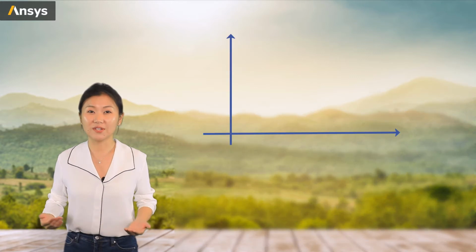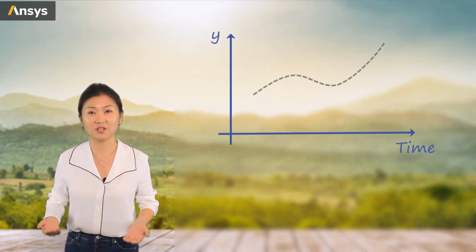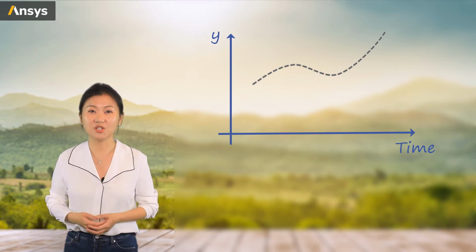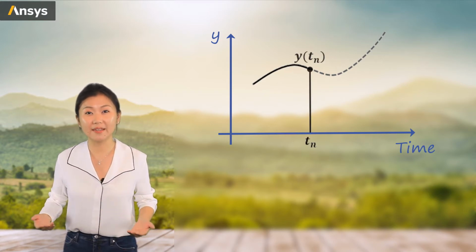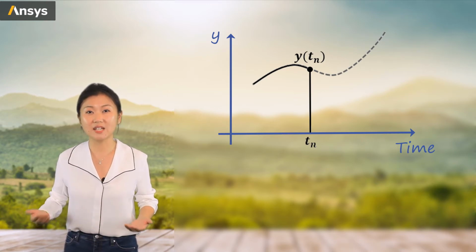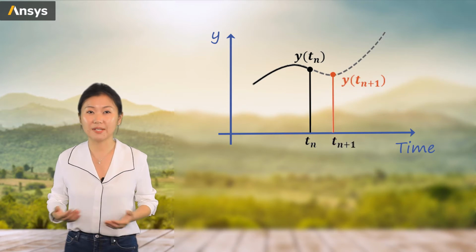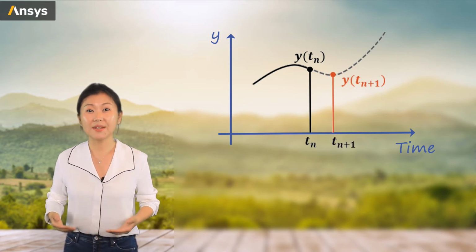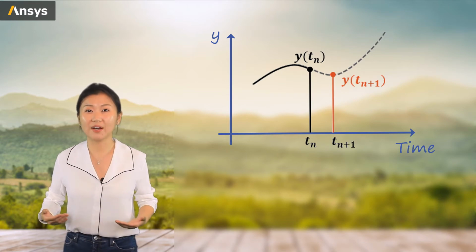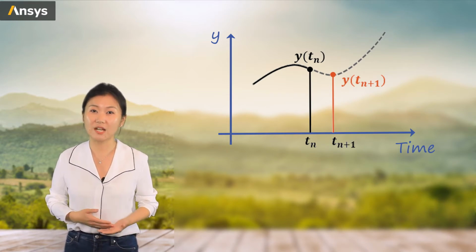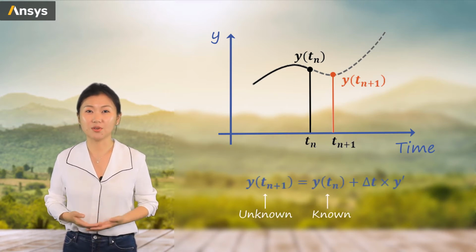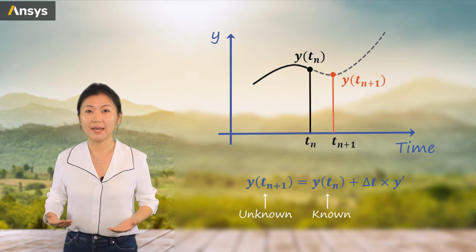Let's have a look at this 1D function y as a function of time. Assume that we're at a status that all solutions before and including time point tn are known to us. And now we're looking for a solution to the next time step, that is tn plus 1. For explaining the concept of implicit and explicit, we will use the most simplified algorithm to progress from the previous time step to the next.